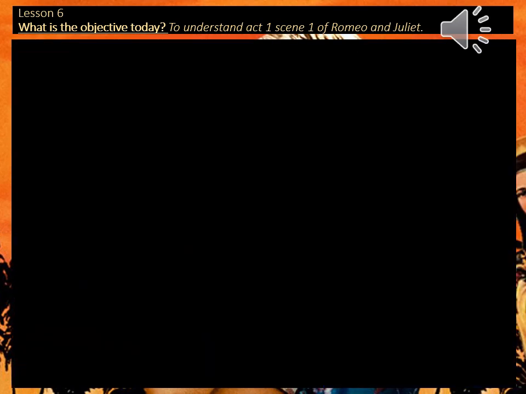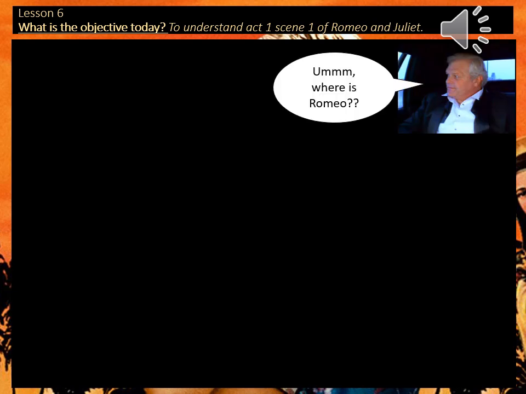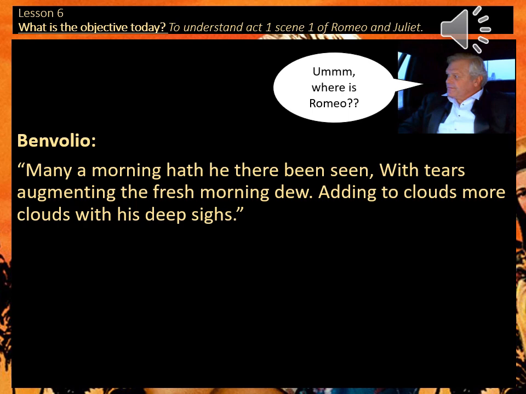During this particular fight, Romeo is nowhere to be seen, so his father asks, "Well, where is he?" To which Benvolio replies, "Many a morning hath he there been seen, with tears augmenting the fresh morning dew, adding to clouds more clouds with his deep sighs." So basically saying he's been crying and sighing.